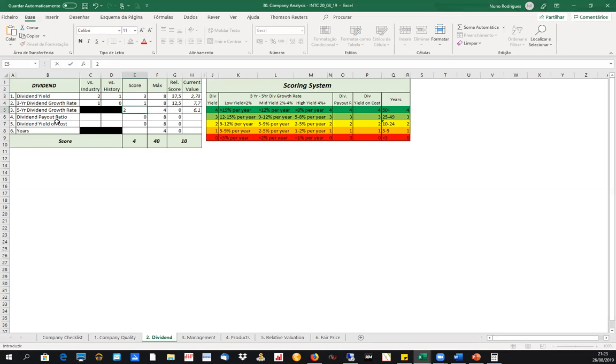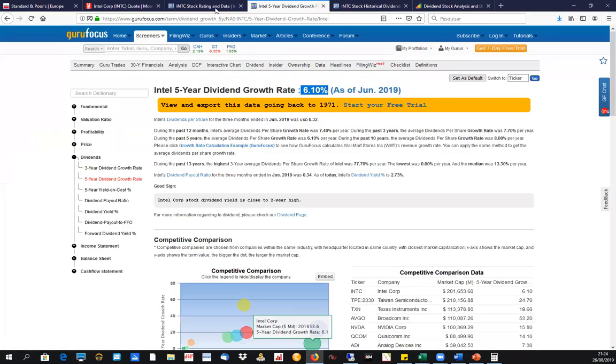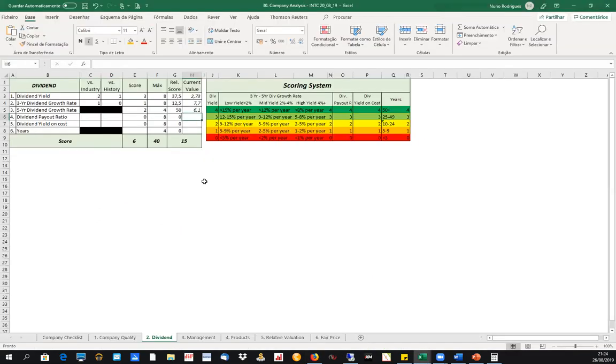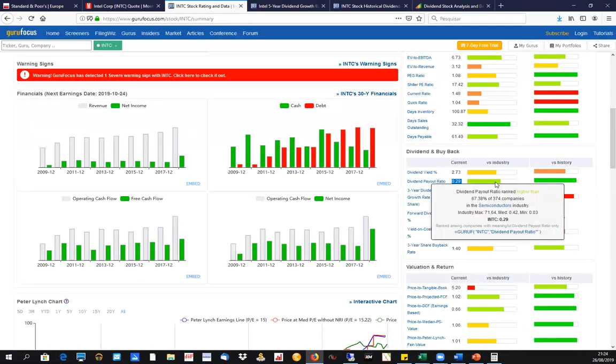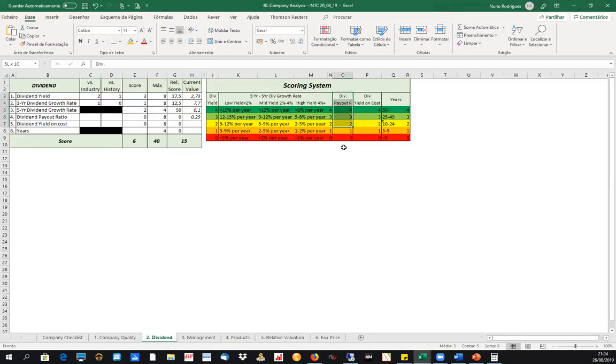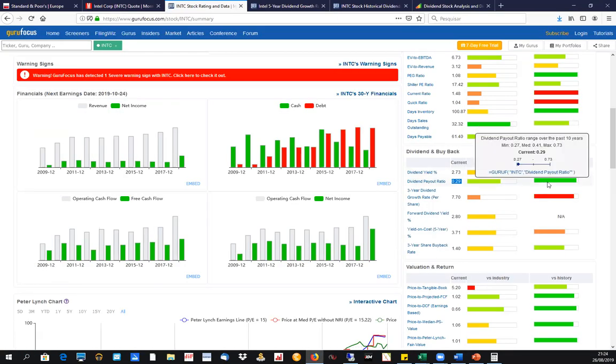See how easy? Then we have the dividend payout ratio. Now let's go back again. Here, dividend payout ratio, 0.29, so 29%. So 0.29 is a low payout ratio. It's okay, right? Now again, color scheme. Versus industry, light green. For the dividend payout ratio, we'll take a look at this column. So light green is a 3. Now versus its history, let's go back. Versus its history, we have this dark green.